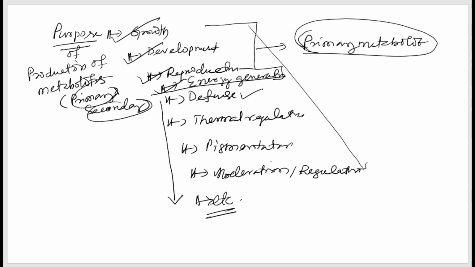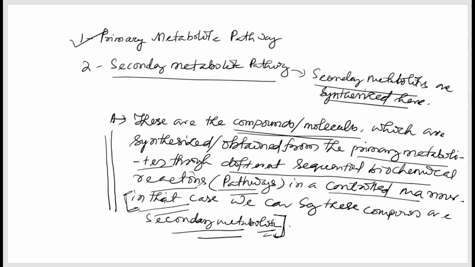here, like defense, thermal regulation, pigmentation, moderation and other things, are actually controlled by secondary metabolites. So these are the purposes of secondary metabolites. Okay, so these are the purposes. Then we will also take some examples.